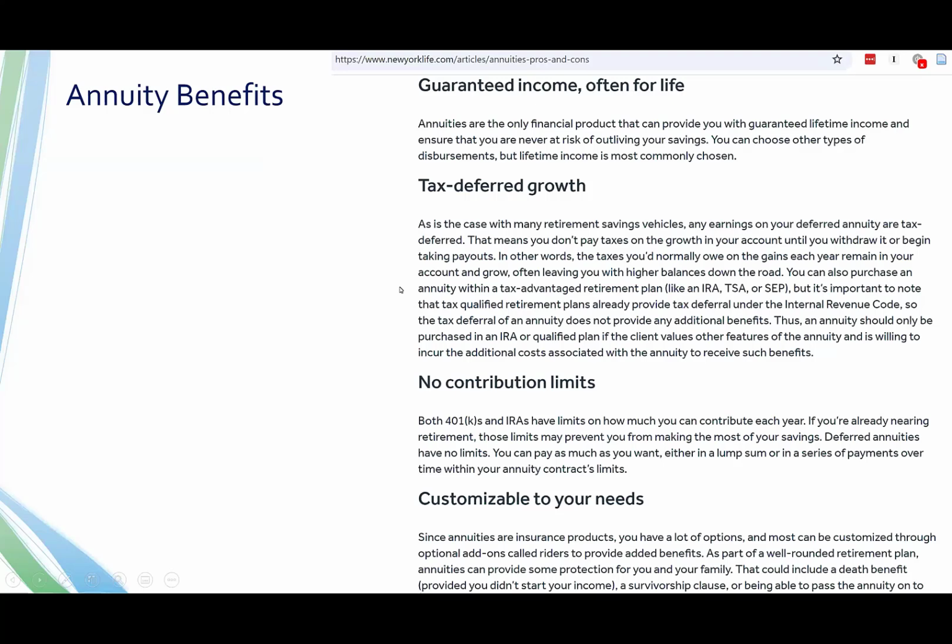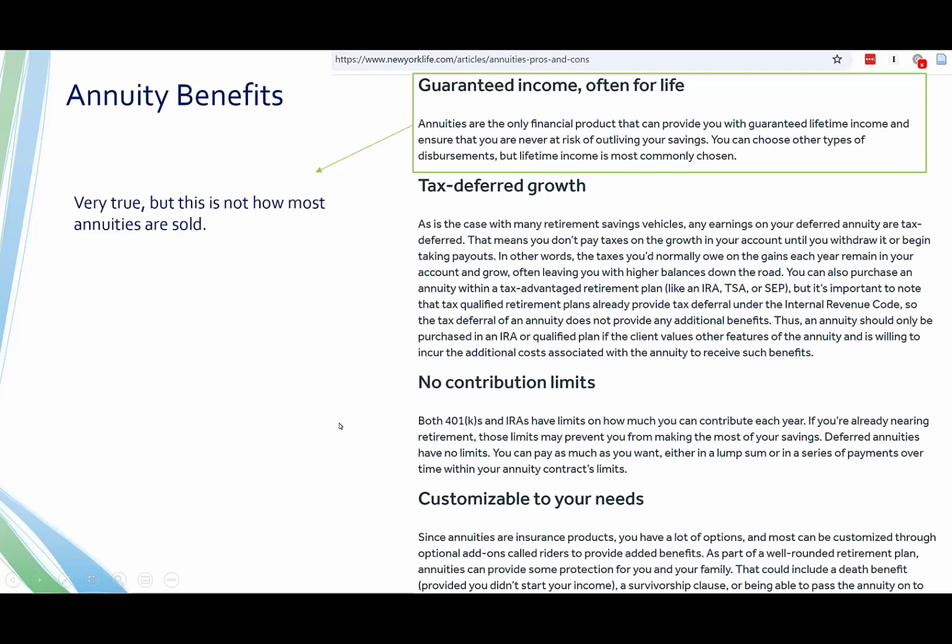And so what are these annuities sold on? They have a few benefits that you'll find on just about every single insurance company's website. I took a screenshot here of just New York Life's annuity page. This is solely because they come up first or second in Google, I think, when you Google annuity benefits. And you'll see a few big items that are highlighted here: guaranteed income for life, tax deferred growth, and then a couple others as well.